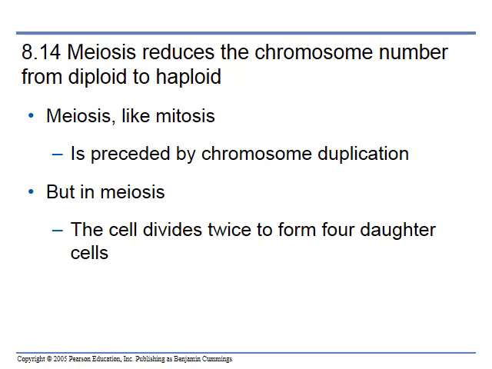Meiosis reduces the number of chromosomes from diploid to haploid. I think I've said that like 20 times in this video so far, but that's really, really important. Meiosis, like mitosis, is preceded by chromosome duplication. So the first thing it does is it duplicates the chromosomes. But in meiosis, we're going to do the cell division twice. So even though we've duplicated the cells, we're going to end up with 4 cells at the end. So we'll have half the amount of chromosomes at the end of it.